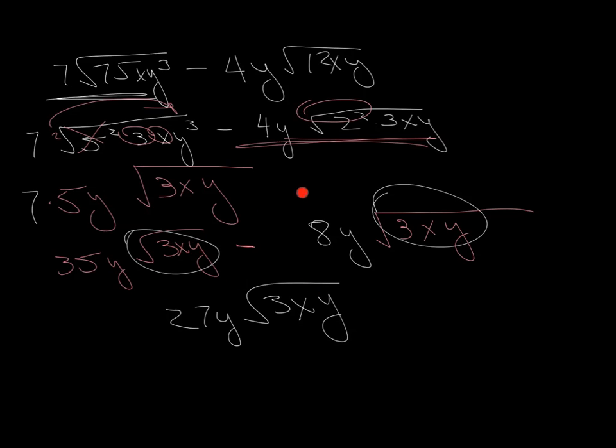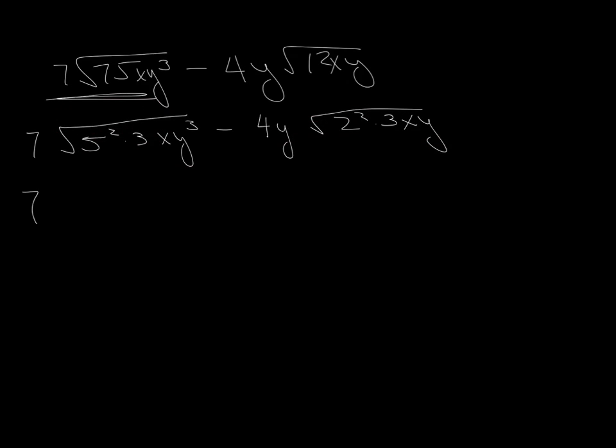Okay, so remember when you combine, the stuff in here doesn't do anything. It just stays the same. The only thing you add and subtract are the numbers outside of the radical sign. Alright, so let's go ahead and do, where are we?